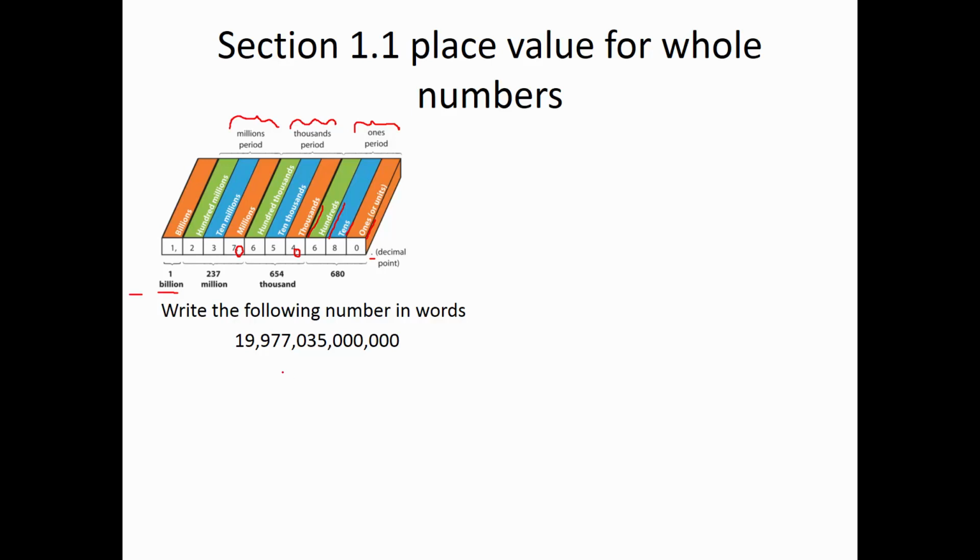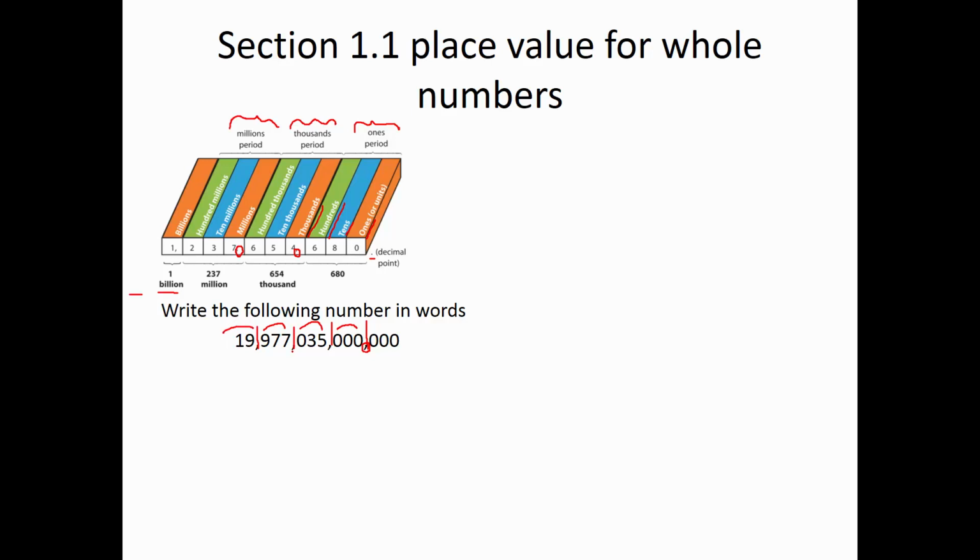Well, we're going to take a look at those periods. Again, these commas here separate our groups of 3. So I've got my units or ones. This next group here is the thousands. Then comes millions. Then comes billions. So this number is all the way out in the trillions.